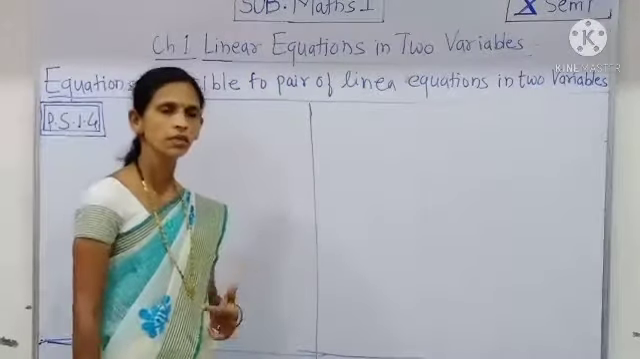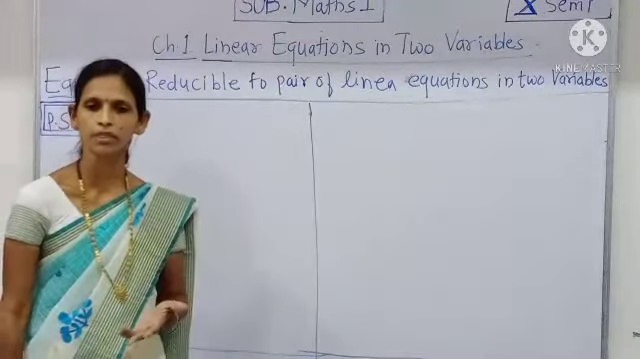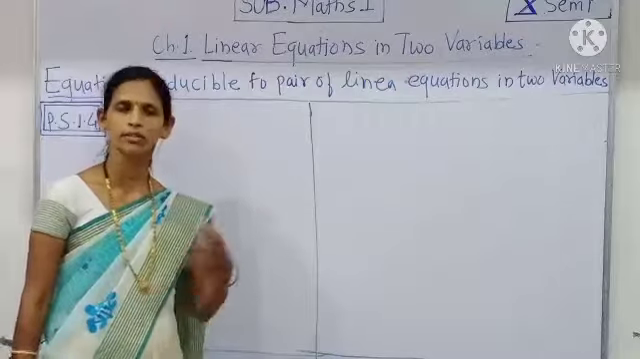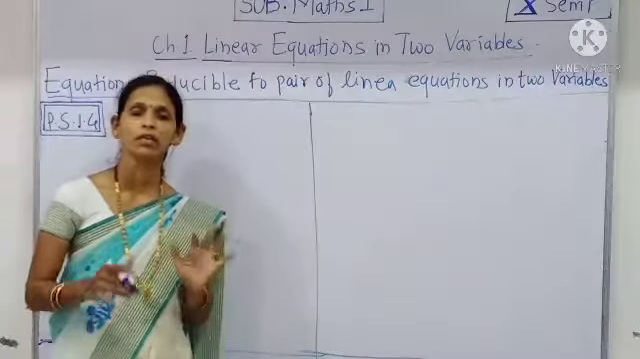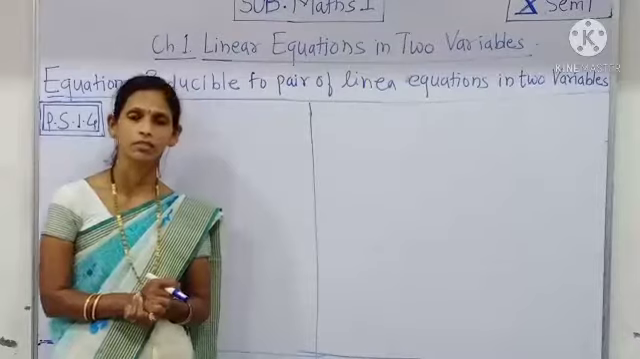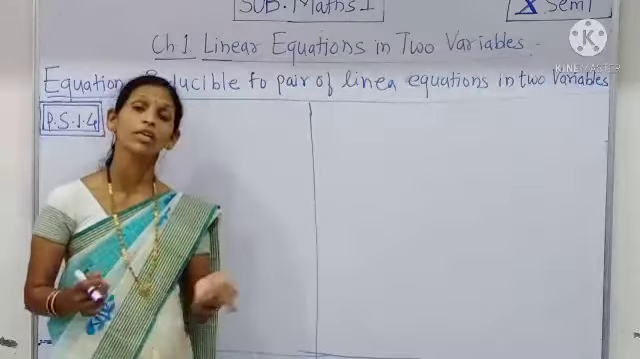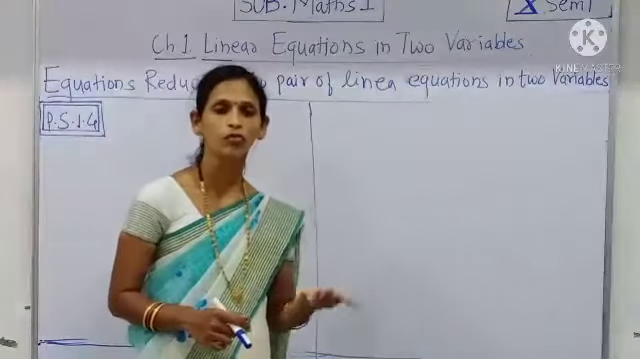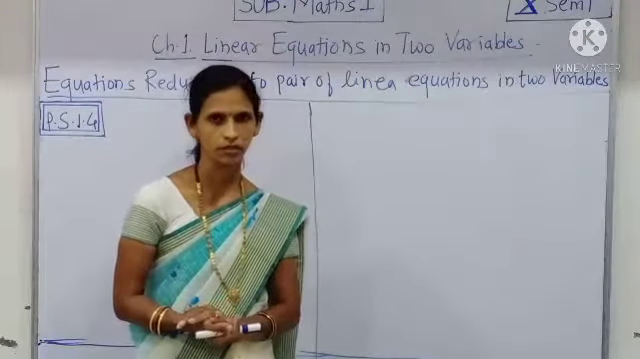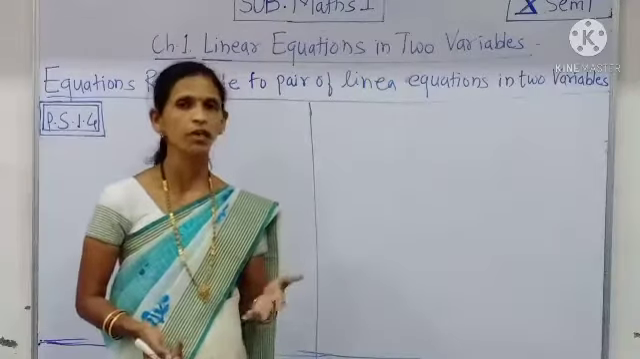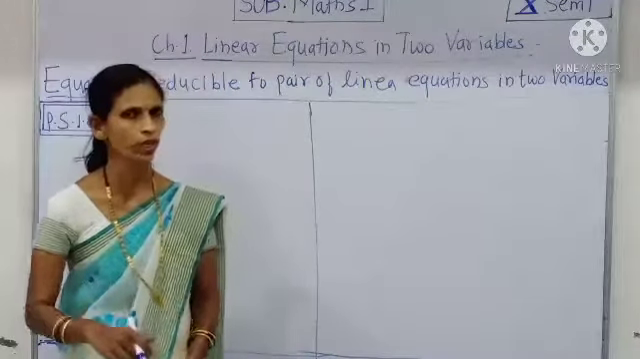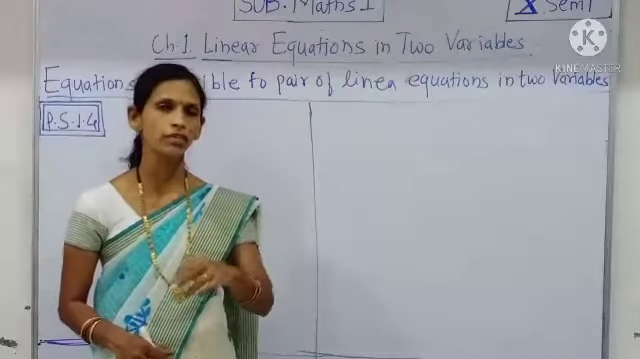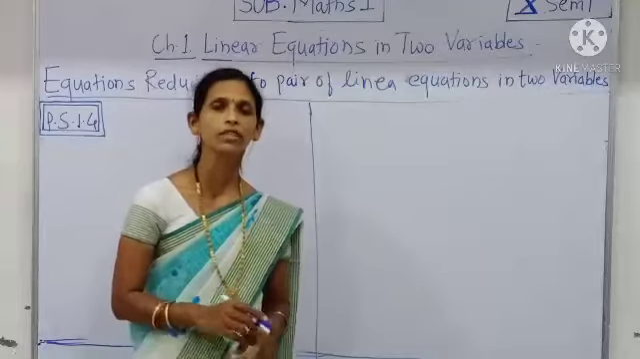Then see here, there are a few examples of equations which do not seem to be linear equations in two variables, but they can be reducible into a pair of linear equations in two variables. That means generally they are not linear equations in two variables, but we can reduce these equations into a pair of linear equations in two variables.